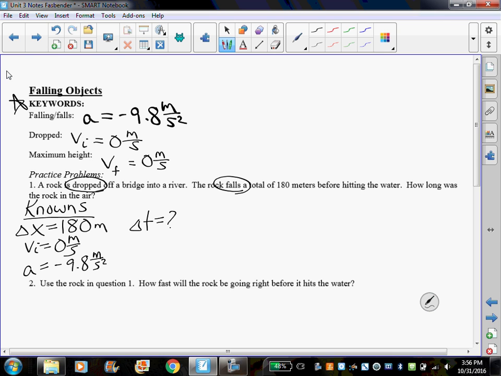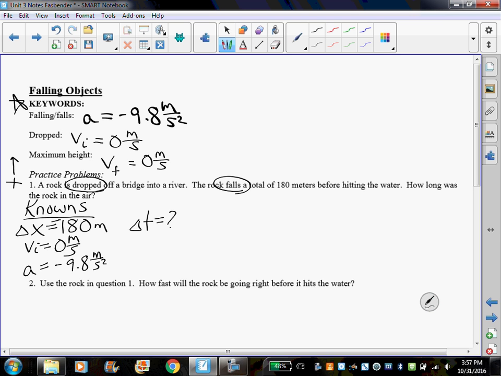Now, one thing to note, by saying that the acceleration is negative 9.8 meters per second squared, we're using conventional coordinates, which means that any positive value is up and any negative value is down. And so since we are falling down, that also means that our delta x gets a negative. So it's really negative 180 meters. Don't let those positives and negatives freak you out. Again, they just are supposed to mean direction.